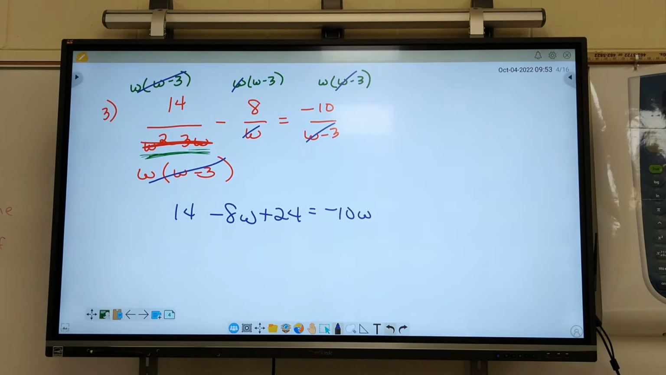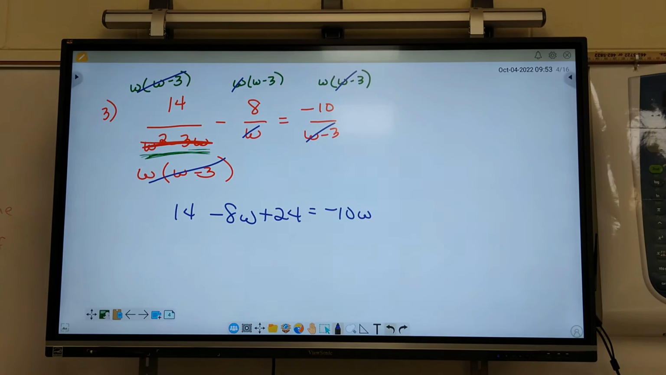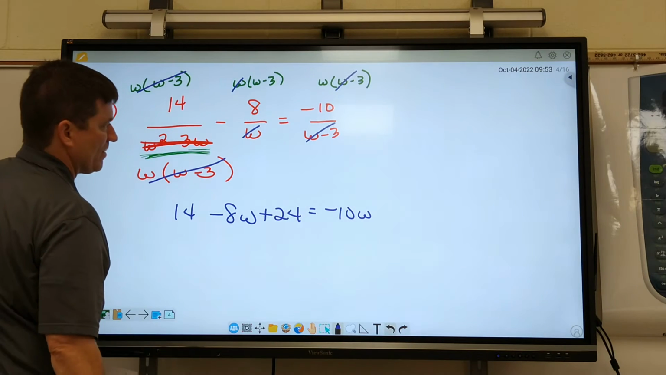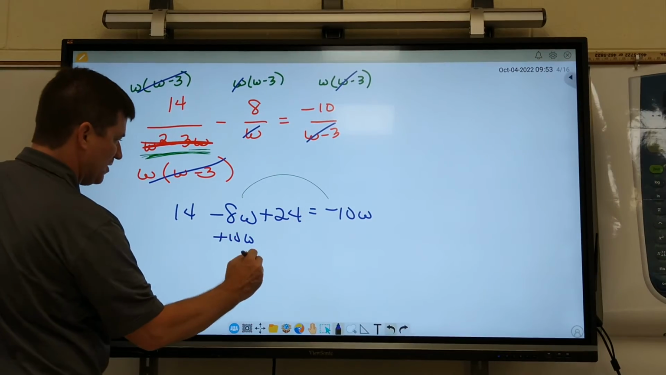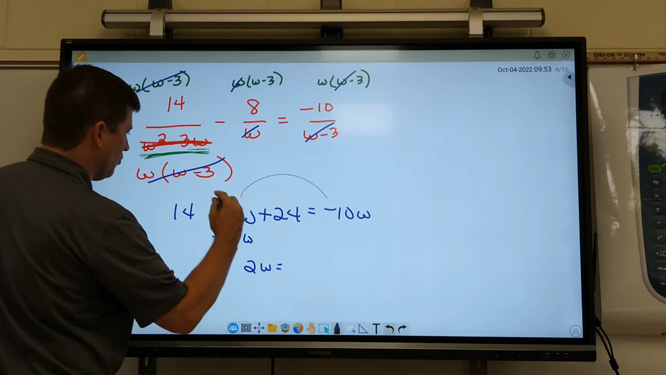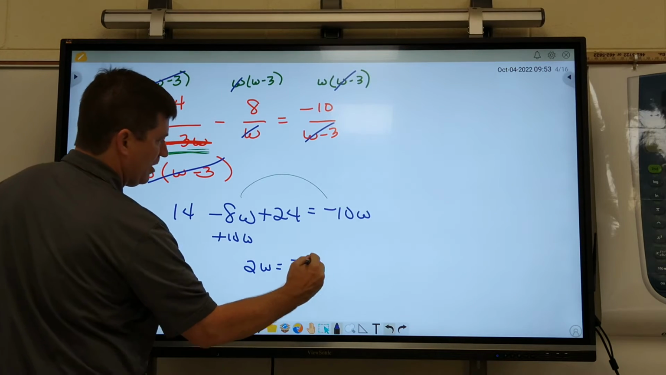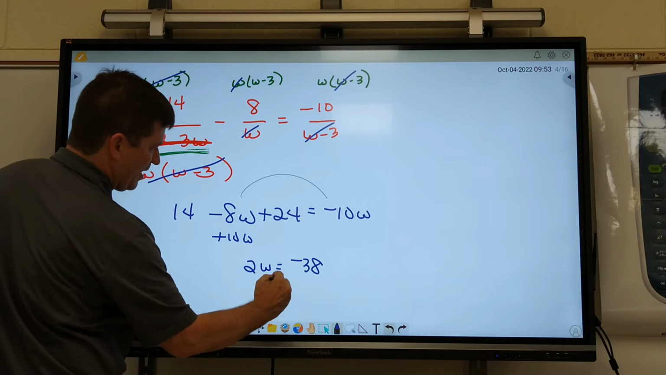So we don't have to do the quadratic formula on this one because we don't have a W squared. Y'all get your W's on the left side, numbers on the right, and just solve it. If I move over the negative 10, that's a positive 10W. That gives me 2W equals negative 38. You guys divided and got negative 19.